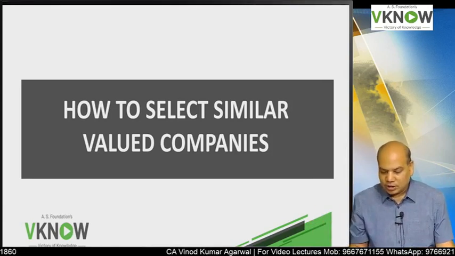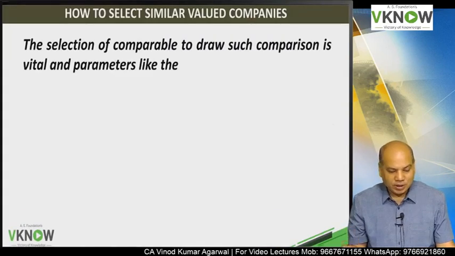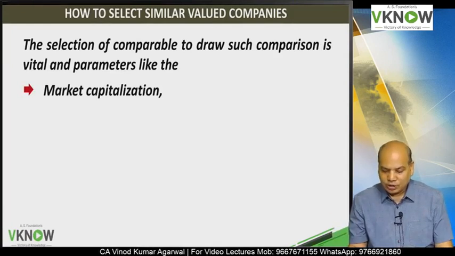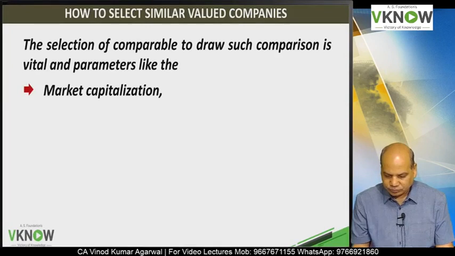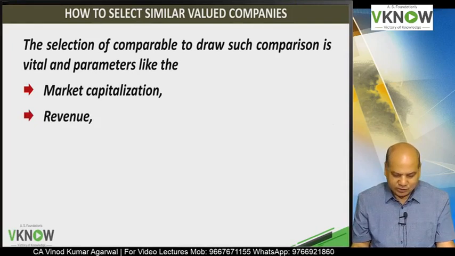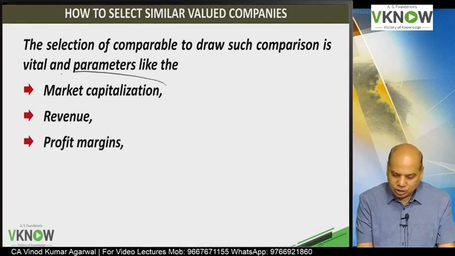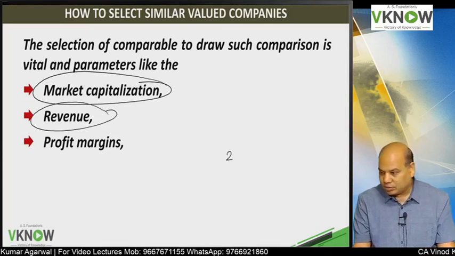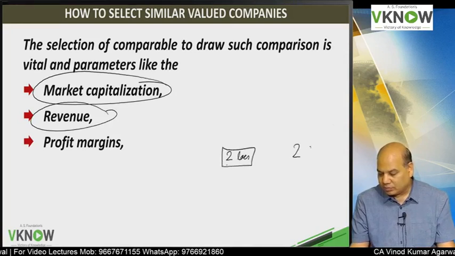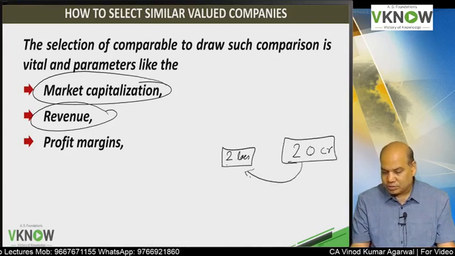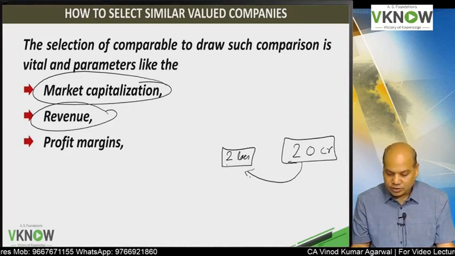How to select a similar valued company? If you are using a comparable company approach, then for the company that you are going to select for comparison purposes, you have to look at their market capitalization. It should not be too different, or their revenue. One company to be valued has a revenue of 2 lakhs. The other company has 20 crore rupees revenue. Difficult to compare such companies with so much of a difference.